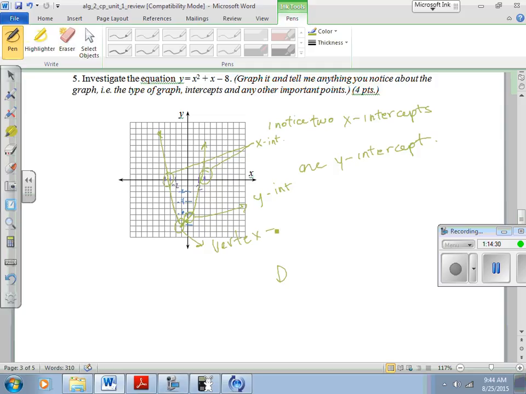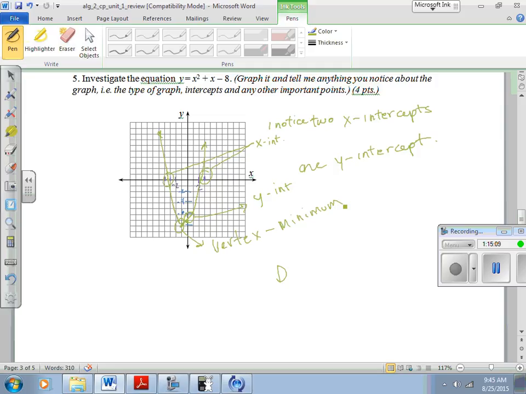That vertex is also considered a minimum. The reason it's a minimum is because the parabola is going down, down, down, and then right at the vertex, bam, it reaches its lowest point, and then it starts to jump back up. If the parabola was going up, then the vertex would be a maximum, like a rocket going up, up, up, reaches its highest point, runs out of gas, and now it's going to come down. Vertex: minimum, maximum.